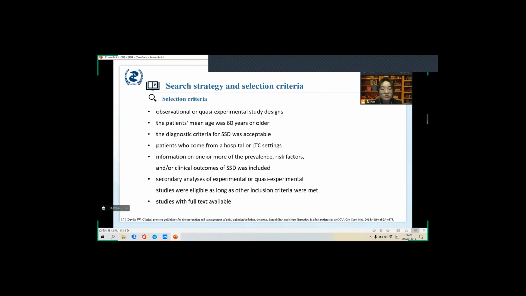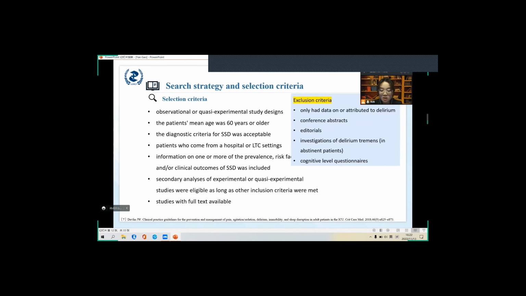Studies with full text available, and inclusion were only data on or attributed to delirium. Excluded were conference abstracts, editorials, investigations of delirium tremens, and cognitive level questionnaires.